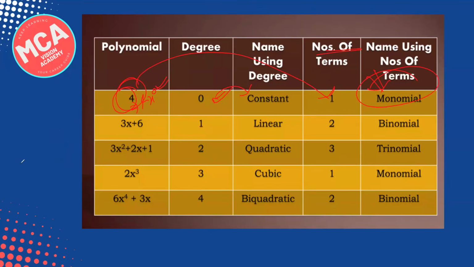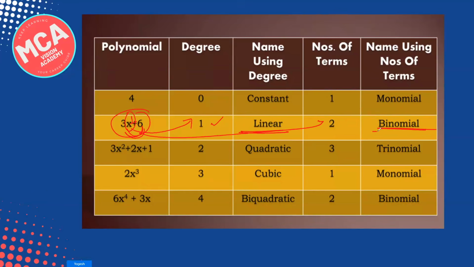देन कमिंग टू द सेकेंड पार्ट, दिस इज 3x प्लस 6. इफ यू सी दिस, x का पावर क्या है? यहाँ पर 1 है, तो इसका जो डिग्री होगा वो 1 होगा. और मैंने बोला कि जब भी डिग्री 1 होता है तो वो वाले इक्वेशंस क्या होते हैं? लीनियर इक्वेशन होते हैं. इसमें टर्म्स कितने हैं? 2 टर्म्स है. यहाँ पर 2 टर्म्स आप देख सकते हो. एंड दिस टाइप ऑफ इक्वेशंस वी कॉल एज बाइनोमियल.